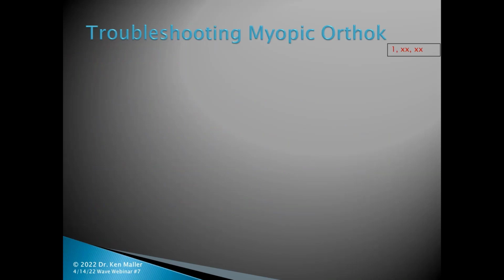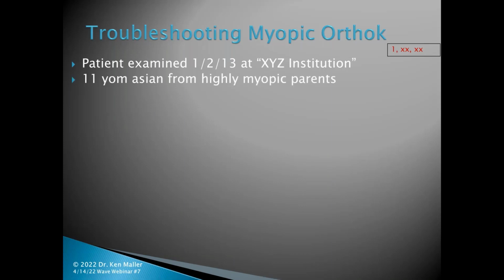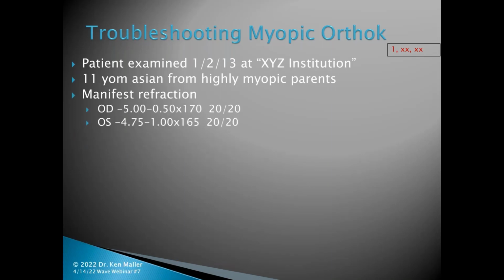Tonight is really going to be about a case. This case started well before I saw the patient, and so this is a little bit of where this case actually began. In the upper right there, you can see this is office visit number 1, and this patient was examined on the 2nd of January in 2013 at an institution. It's an 11-year-old male Asian from highly myopic parents. The refraction at 11 already was over 5 diopters of myopia, as you can see there.